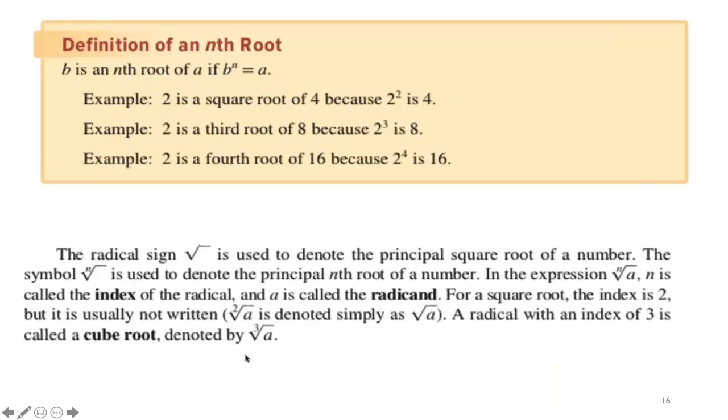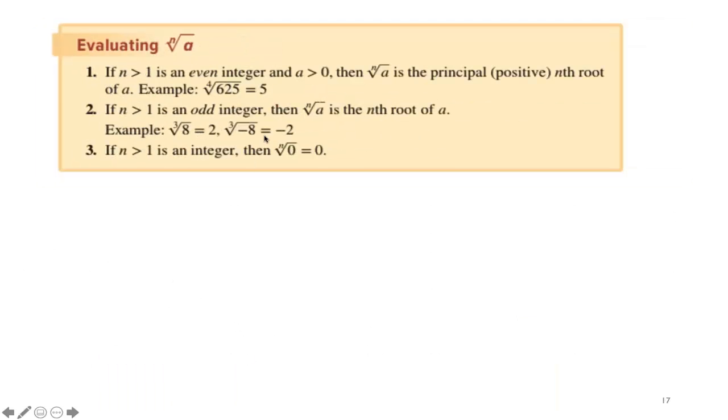Okay, so here are some rules for finding the nth root. If n is bigger than 1 and is an even number, and a is positive, then the nth root of a denotes the principal or the positive nth root. So for example, the fourth root of 625 is the positive root, which is 5.